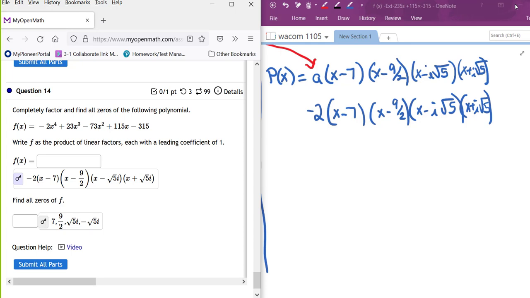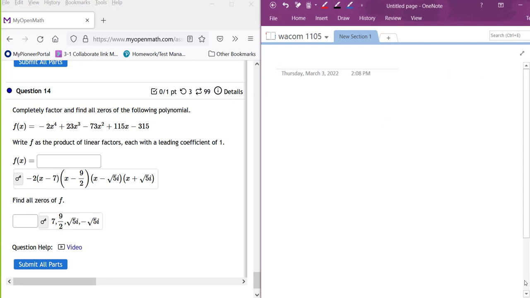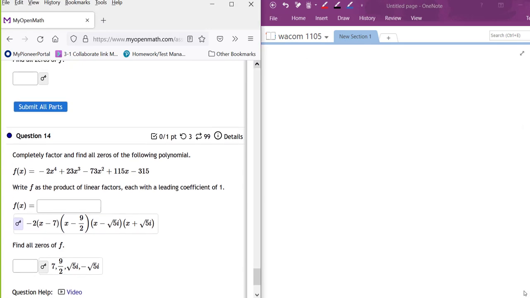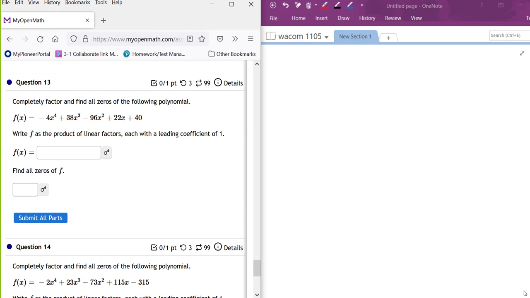Okay, so we'll get a new page. If you have to go somewhere, it's okay to just go out. So we'll go back to 13. That was one I skipped. It's going to be similar to 14.